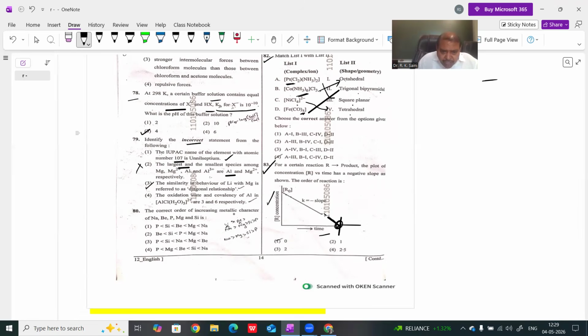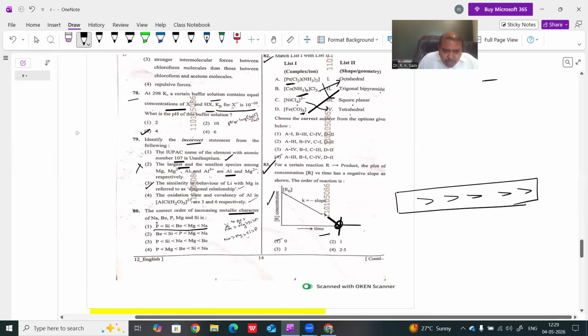Correct order of increasing metallic character. We know that when we move across the period, the metallic character decreases from left to right. Hence, in third period elements, phosphorus, silicon: silicon is more metallic than phosphorus, beryllium is more metallic than silicon because it is a metal. Second, magnesium is more metallic, and sodium has the highest metallic character. First option is correct. Question number 80. Question next.